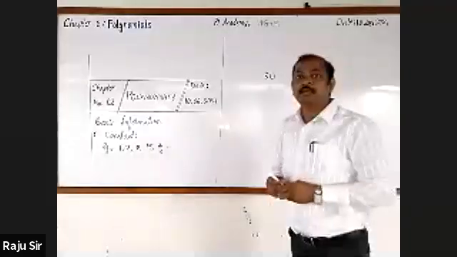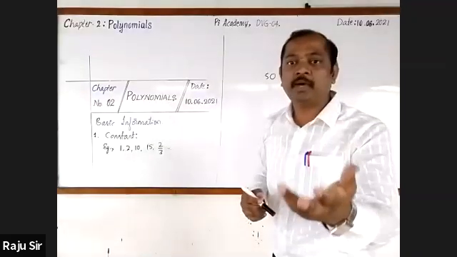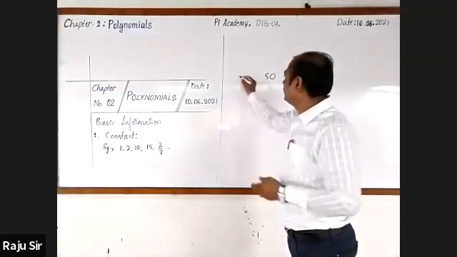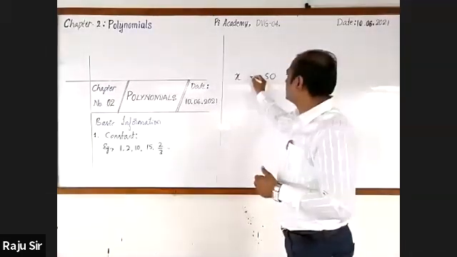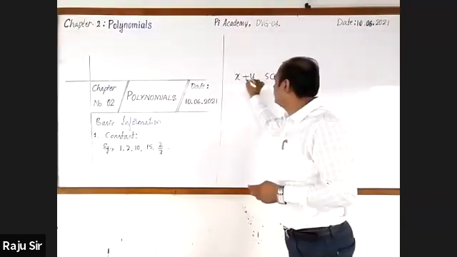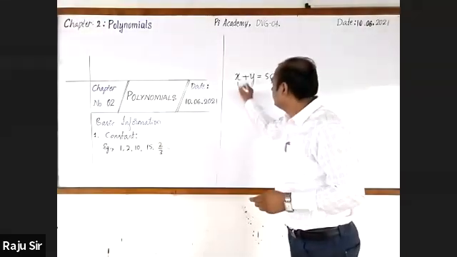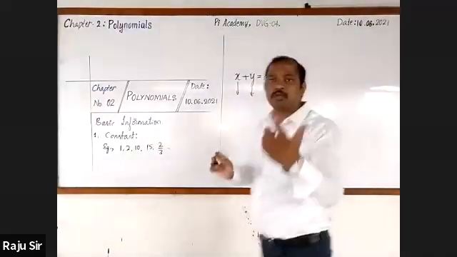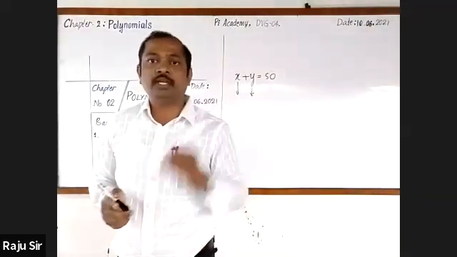A mathematical term. What is it? It is called a variable. Here I'll take the number of boys as X and the number of girls as Y. Altogether, there are 50 students. Hence, I can write X plus Y is equal to 50. Here, X and Y are also mathematical terms which are used to represent the unknown quantities.